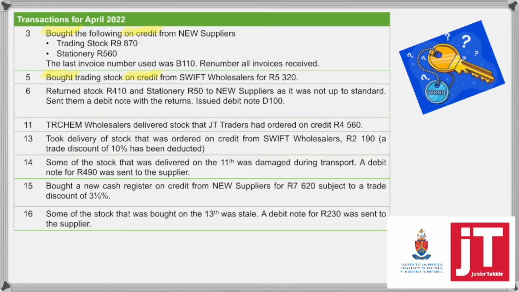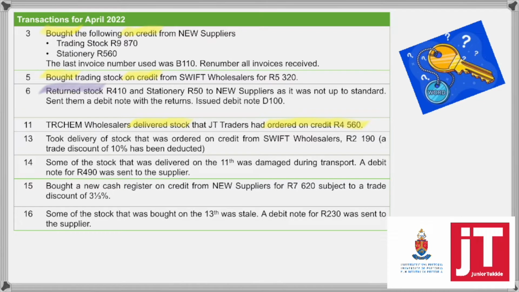Day 6, return stock for 410 Rand and stationery to new suppliers as it was not up to standard. So we sent a debit note with returns, debit note 100. Then Trichem wholesalers delivered stock we had ordered on credit, so creditors journal.